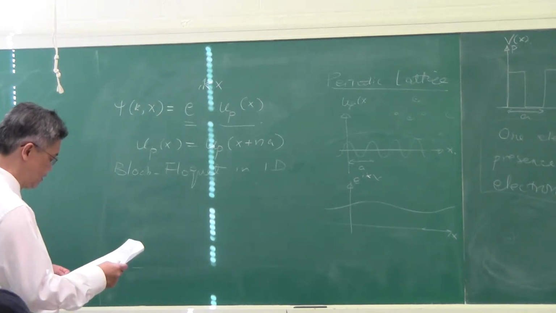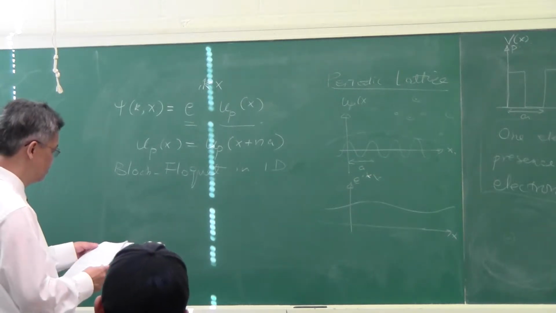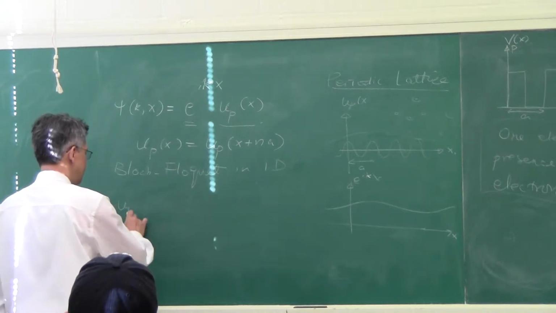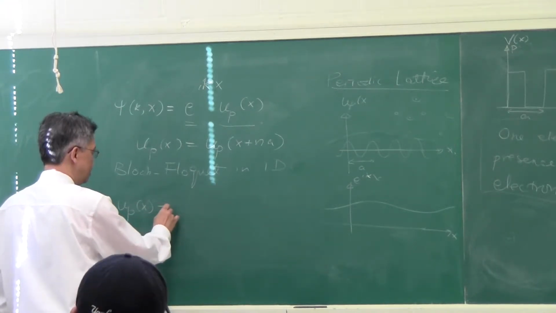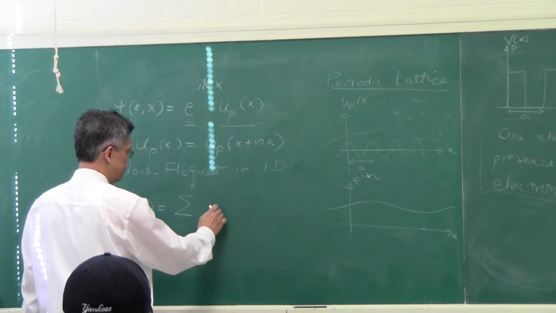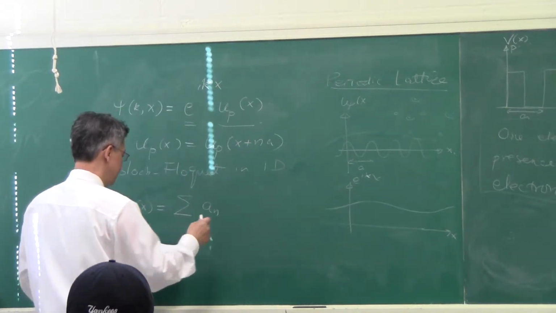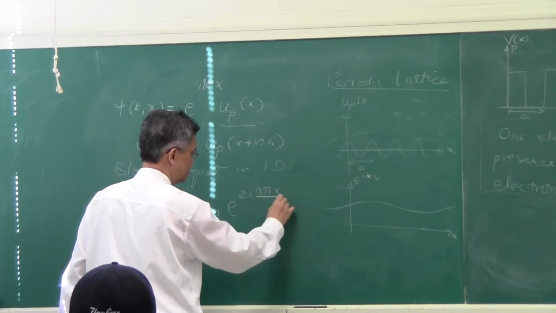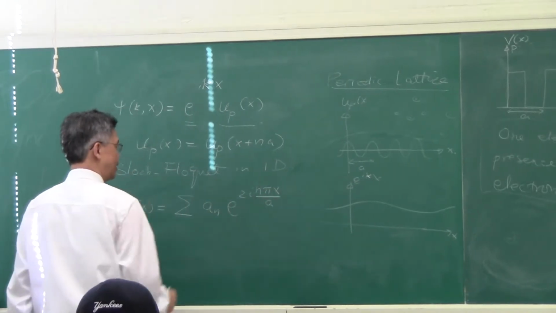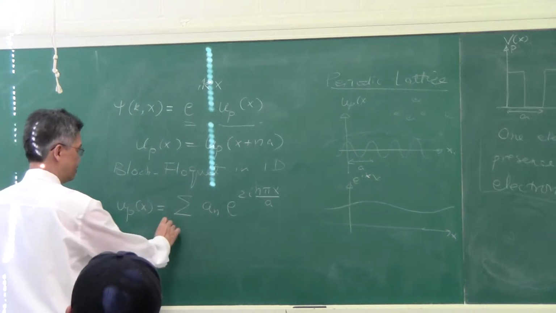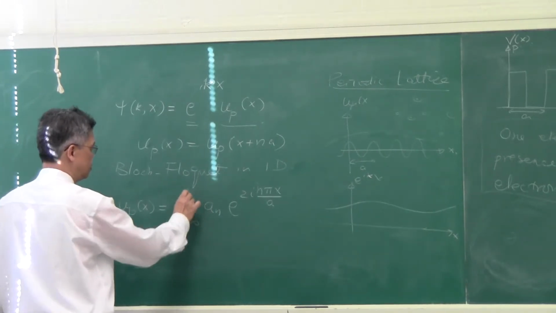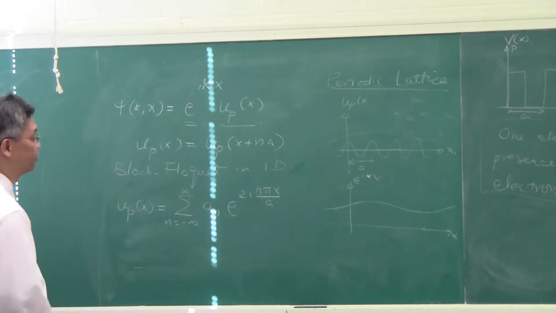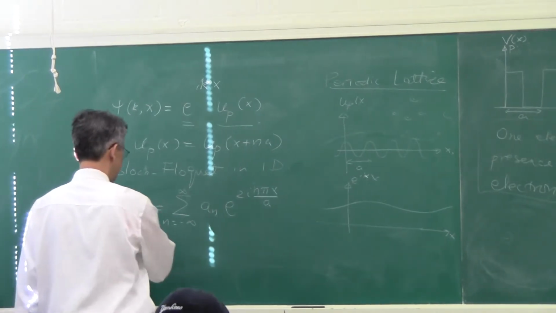Are there any questions regarding this Bloch-Floquet theorem? If that is the case, then we can argue that since this is a periodic function, it must be expandable in terms of a Fourier series. I can expand it in terms of, say, e to the 2i n pi x over a kind of thing. So when x is equal to a, it just repeats itself.